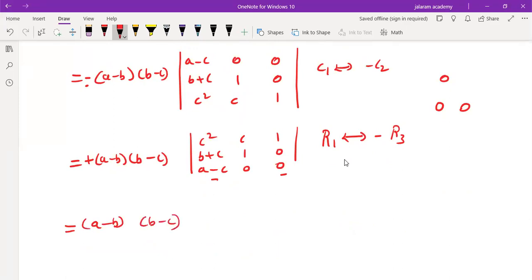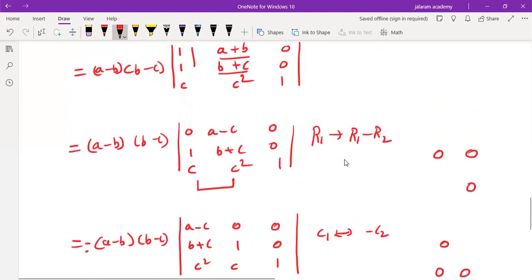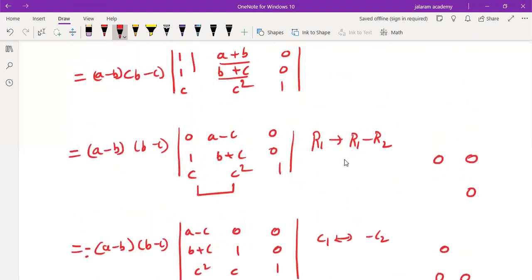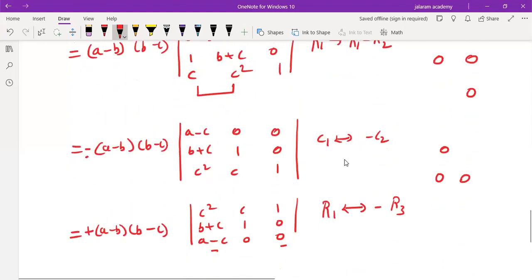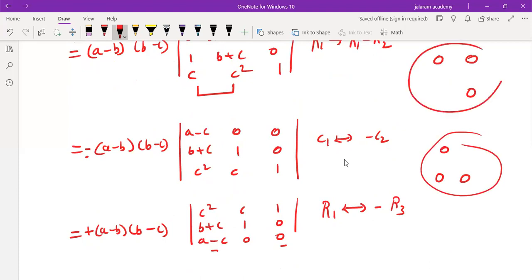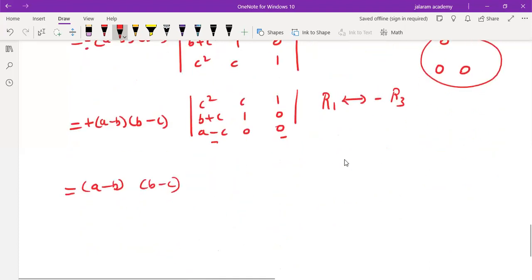Though I have already told you it is not compulsory to do this, you can expand also, but it is a very important property to use when you factorize the determinants, like we will discuss in next sheet, next assignment. We will discuss the factorization of the determinant. In that, this property will be very important to bring 3 zeros in L shape. It will make it easier to solve the determinant.